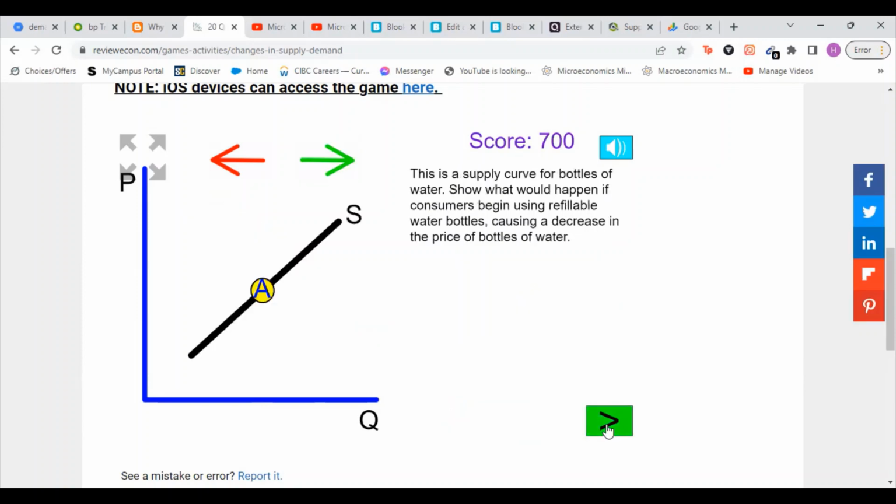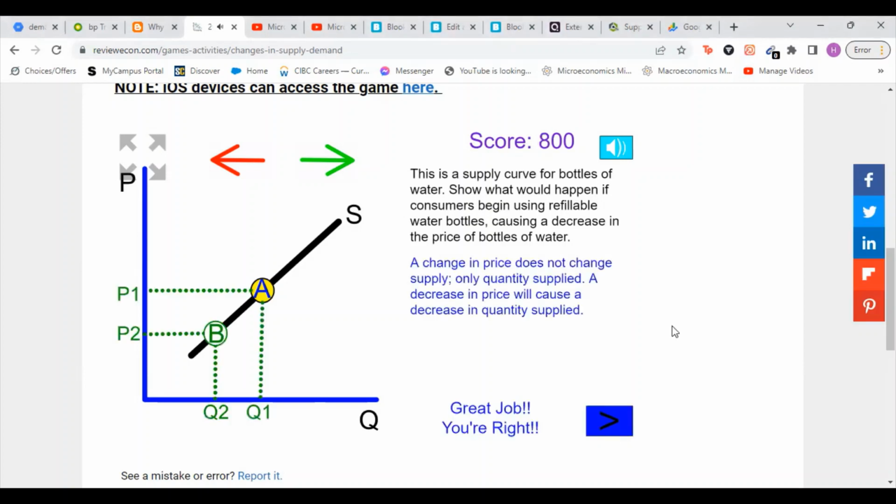It's an inferior good. They buy more of it when they have less money. This is a supply curve for bottles of water. So what would happen if consumers begin using refillable water bottles, causing a decrease in the price of bottles of water? Excellent. That's great. So what would happen here if people are using refillable water bottles? The curve will shift to the left. So it's a price change. So what would happen if it's a price change? Along the curve, right? Yeah, that's great.